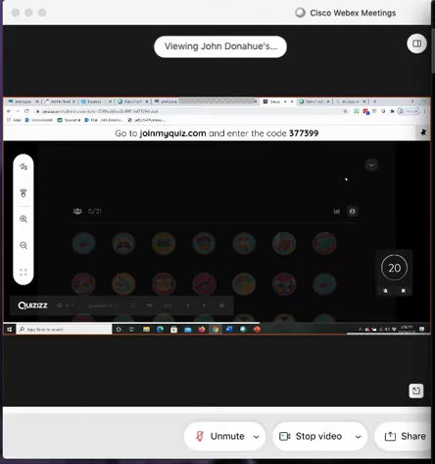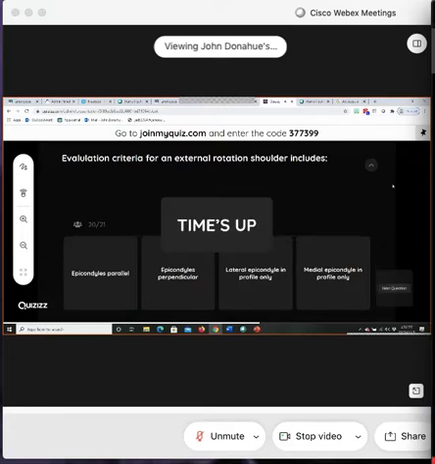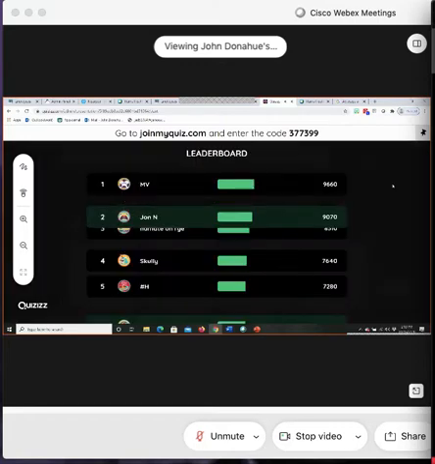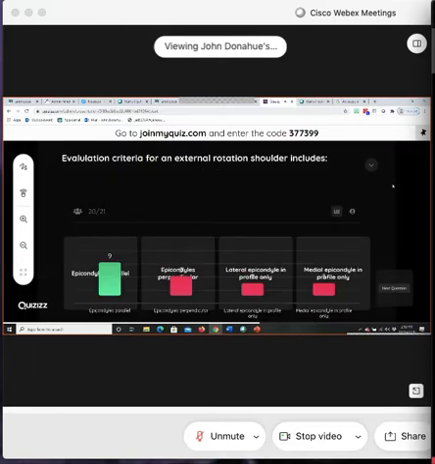Evaluation criteria for an external rotation shoulder includes what? It's going to be the epicondylus parallel. How do we achieve the epicondylus to be parallel? We supinate the hand or stick the arm straight out in front of us in an AP position. That epicondylus being in the parallel plane in reference to our IR. Epicondylus parallel.